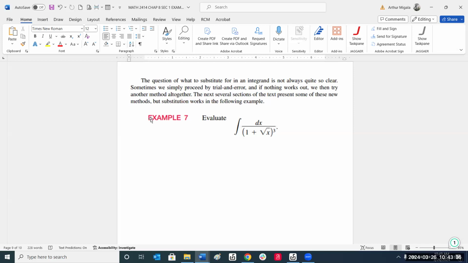That's example 6. I need another piece of paper. So example 7 says evaluate this integral: dx over 1 plus radical x, and the whole thing is cubed. Oops, I miswrote that. It's the integral of dx over (1 plus radical x) cubed.